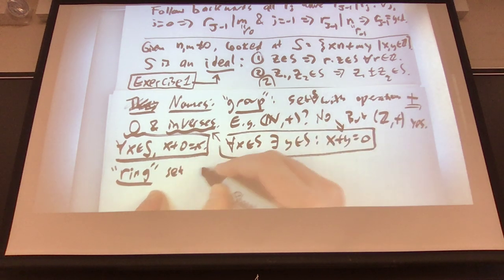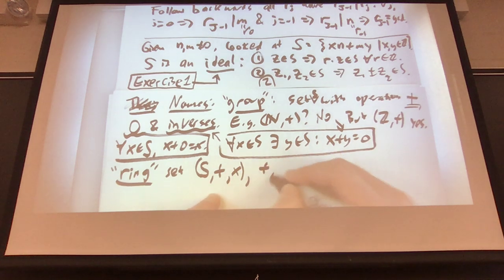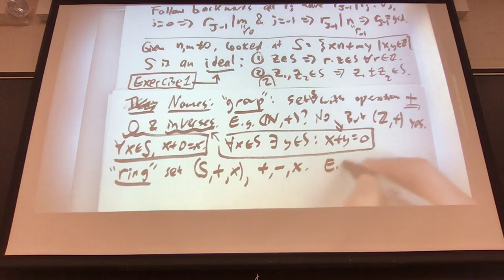So again, it's a set, S, with an operation plus, under which it's a group under addition, and there's a times. And there are other axioms. Let me not give you the complete axiomatization. You need to be able to add, subtract, and multiply. That's what you need to be a ring. Okay? So the integers are a ring. Because you can add, subtract. I didn't say divide. Just add, subtract, and multiply. You can add, subtract, and multiply integers, and that's a ring.